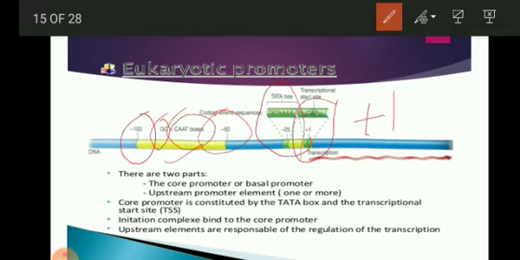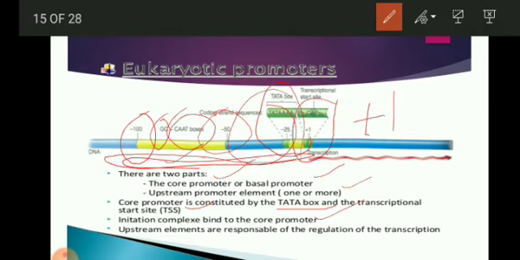There are two parts of the promoter, the core promoter and the upstream promoter. The core promoter is the TATA box, and the transcriptional site starts from the TATA box, and the initiation complex binds to this core promoter. Here the initiation complex, of RNA polymerase, binds over there. So the upstream elements are responsible for the regulation of the transcription, that is all these regions.